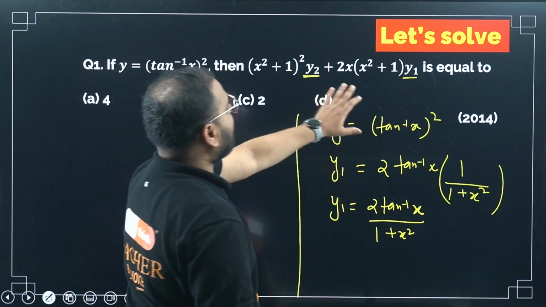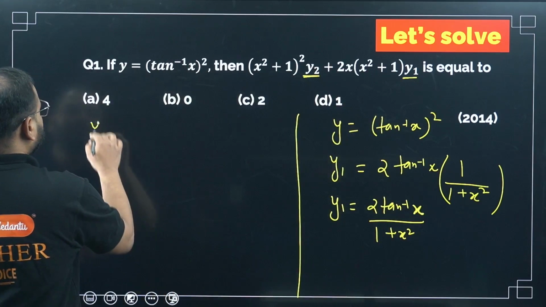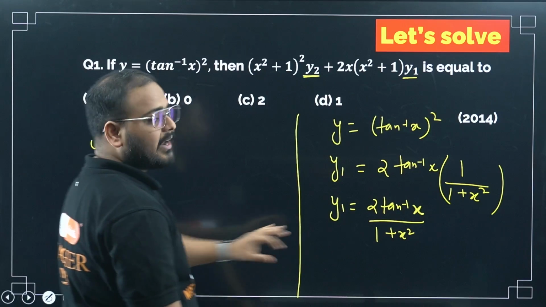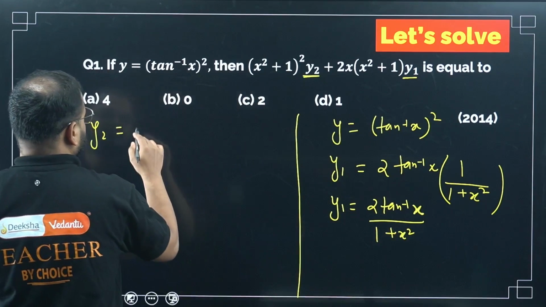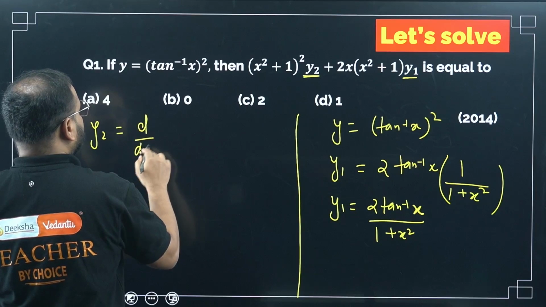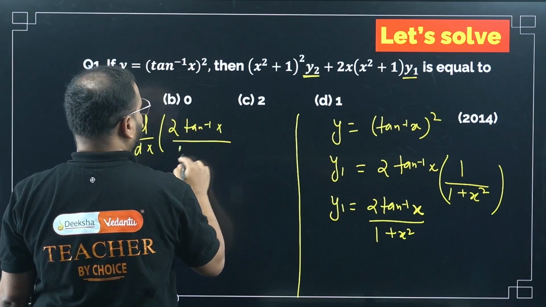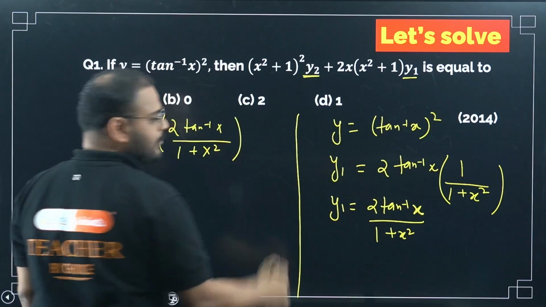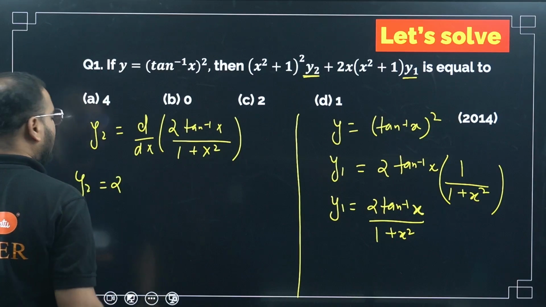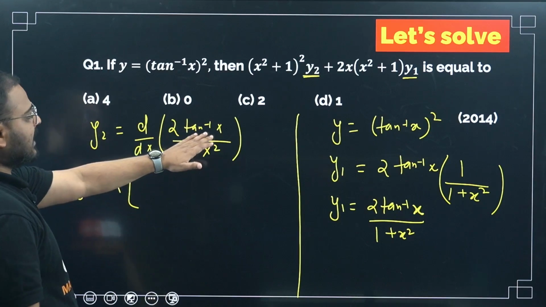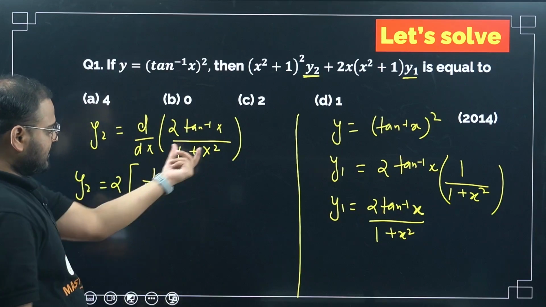Now I have to put it here, but before doing that, let's find the y2 value. What will be y2? Again the derivative of the first derivative. I have to again take the differentiation of the first derivative. If I do that, it looks like d by dx of 2 tan inverse x upon 1 plus x square. Looking at this, you can give me the answer: quotient rule. Take the 2 out. If I take the 2 out, what am I going to get? Please check. First I'll do it for tan inverse x, I'll get 1 plus x square, and I'll keep the second part as it is.